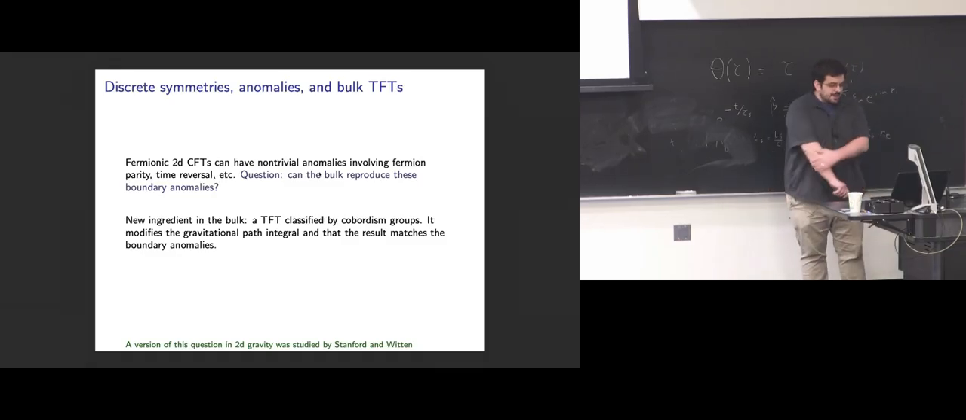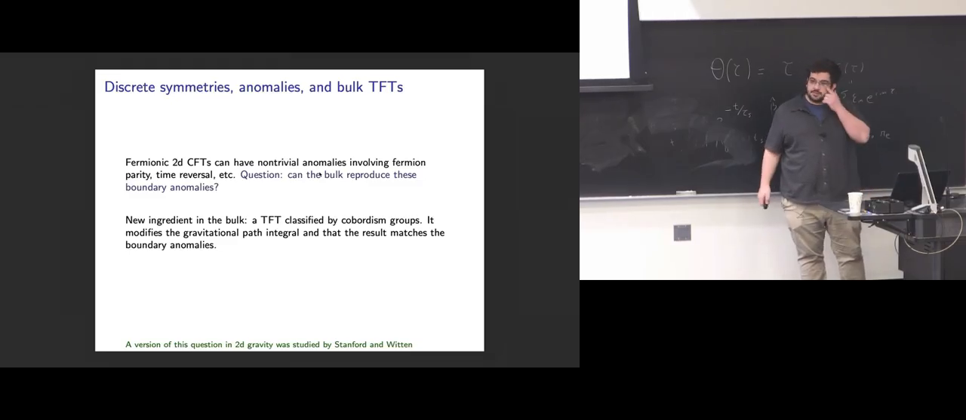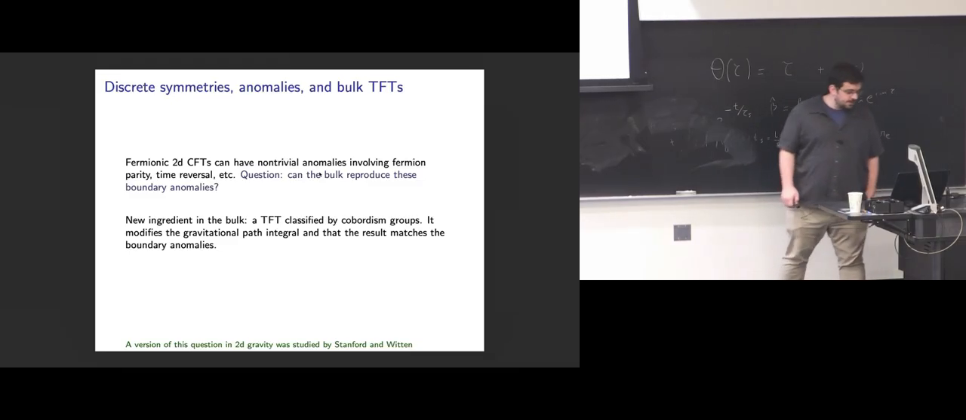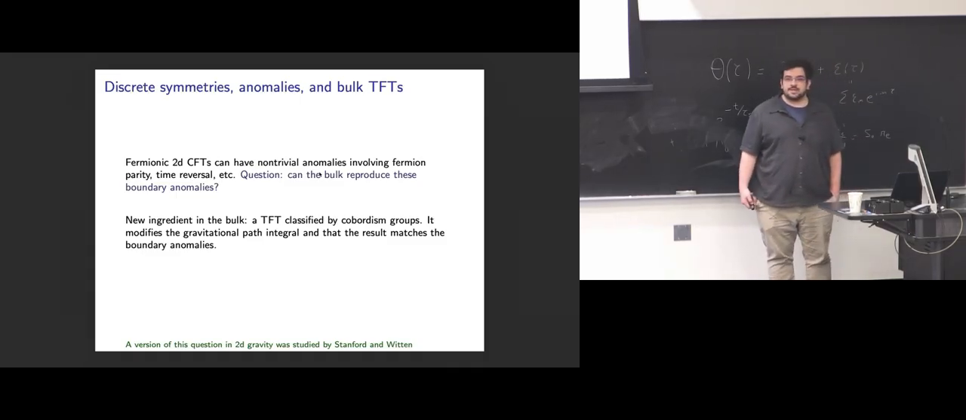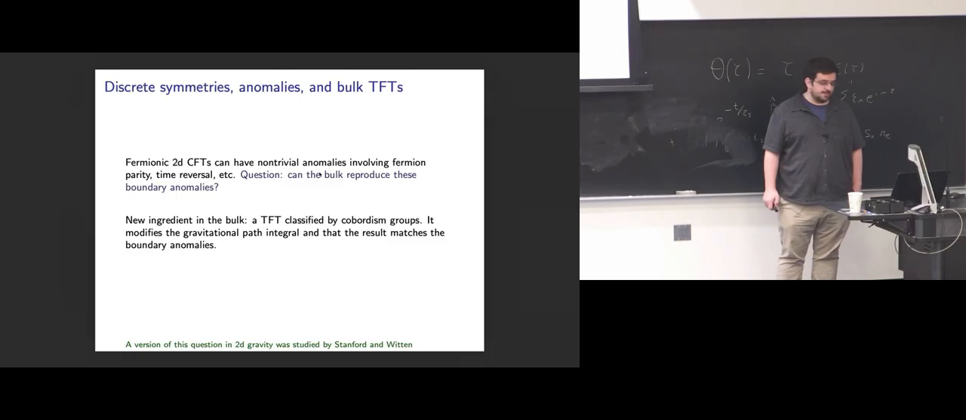And the new ingredient in the bulk will be a topological field theory that is classified by cobordism groups. So it's not the most general topological field theory, it's that one that is cobordism invariant. And it will modify the gravitational path integral in a way that one can exactly match with the boundary anomalies. And this might sound similar to the discussion in SPT phases of matter, but the way we use this topological field theory is slightly different than the way they appear in those.